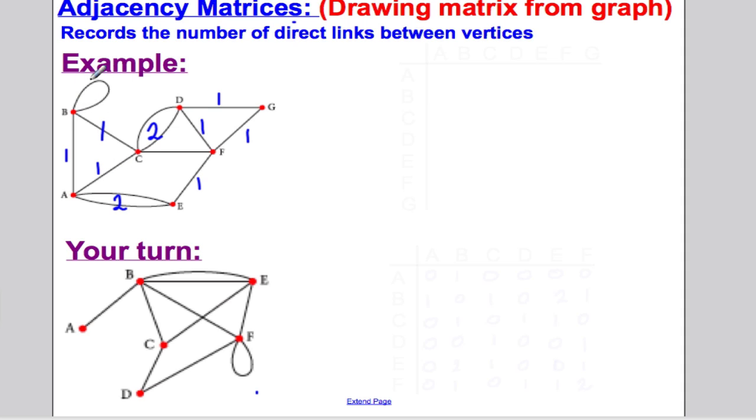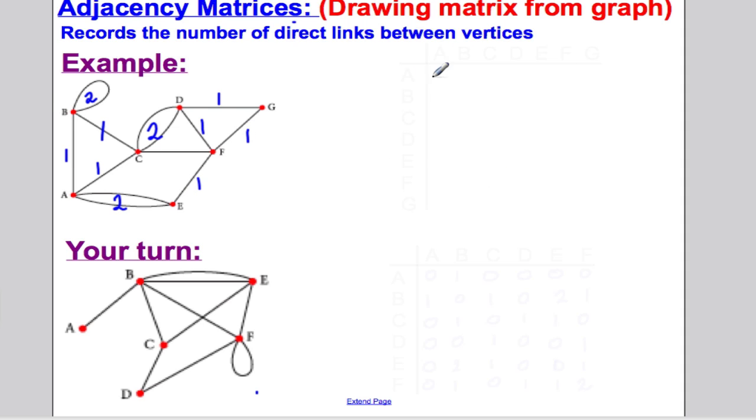Now, what about B? We're actually going to record a loop. Remember, this is a loop as two links, because we could think of it as an arc coming out that way and going into B, or coming out this way and going into B that way. So we're always going to record that as two. And also, let's say between A and G, how many links? None. Between B and E, none, etc.